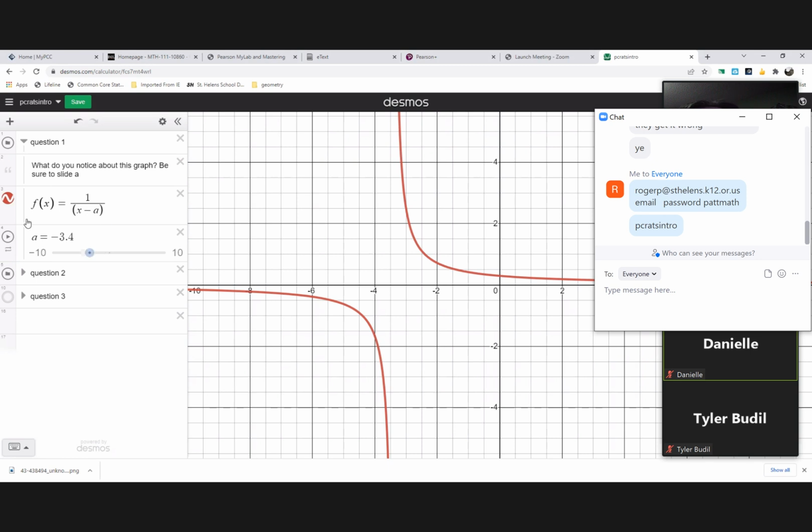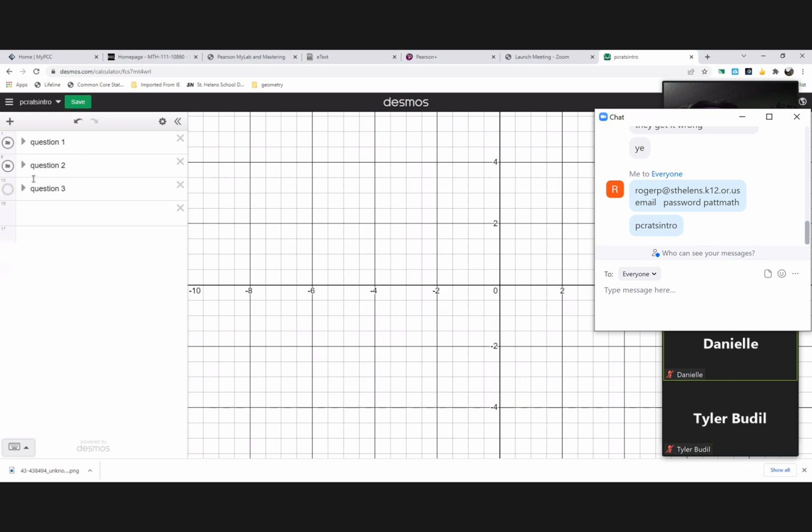Once you're done with that one, click off of the red one and close that question and go to question number 2, and then so forth.